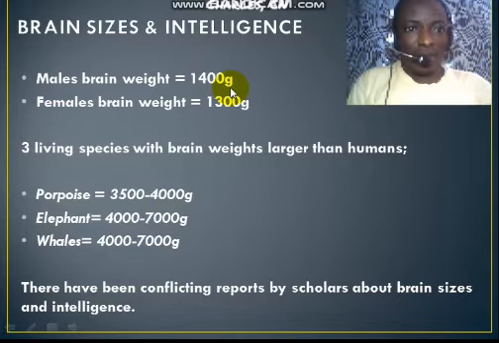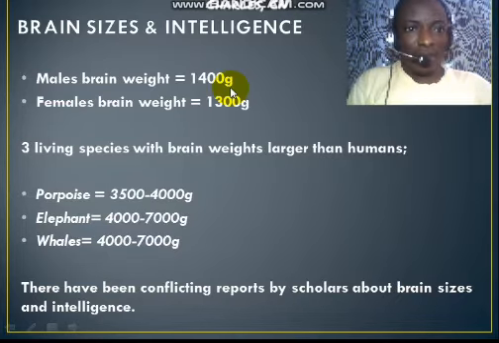We'll find out. Another report postulated that people with smaller brain weights are more brilliant, smarter and intelligent than people with larger brain weights. These are conflicting reports. In the report of that scholar, it simply means that because females have lower brain weights than males, and than these animals that I have listed here, then females are smarter and more intelligent than males. That is what that report is saying. So actually, it is conflicting.